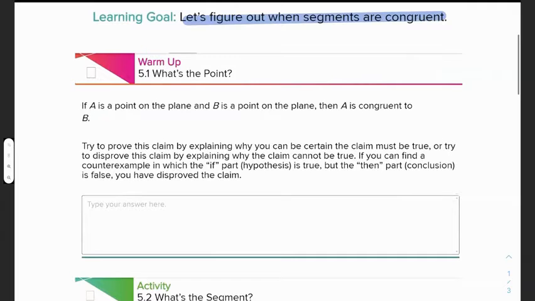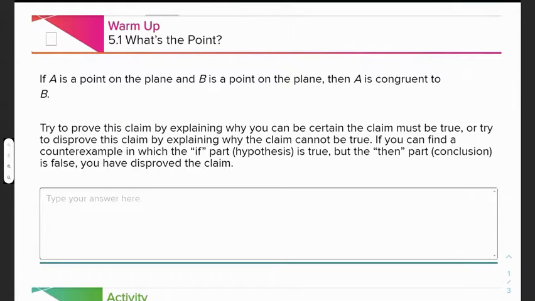If we look at the warm-up, that's actually where they start, with this whole concept of a point A, and then a point B, which is on the same plane. That just means they're both on the screen you're staring at. Then they say A is congruent to B. It says try to prove this claim by explaining why you can be certain the claim can be true, or try to disprove this claim by explaining why the claim cannot be true.